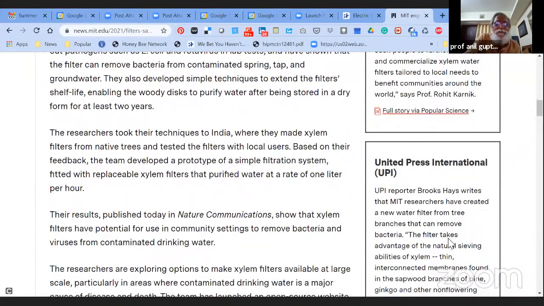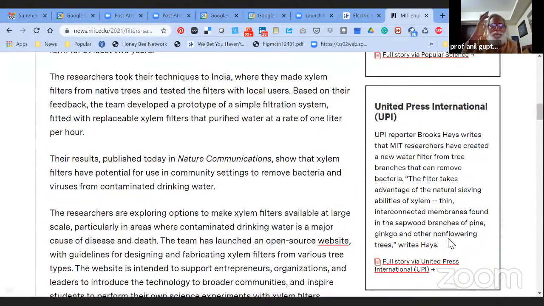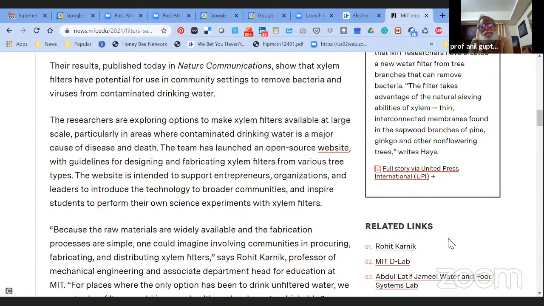And they took the technology to India. They published in Nature Communications, one of the top journals of the world. So when you find simple solutions, don't think about who will publish it. This has gone to one of the top journals of the world in science, and as a paper of mechanical engineering.